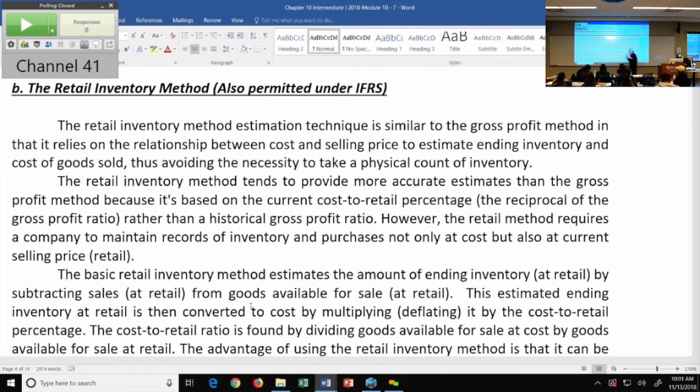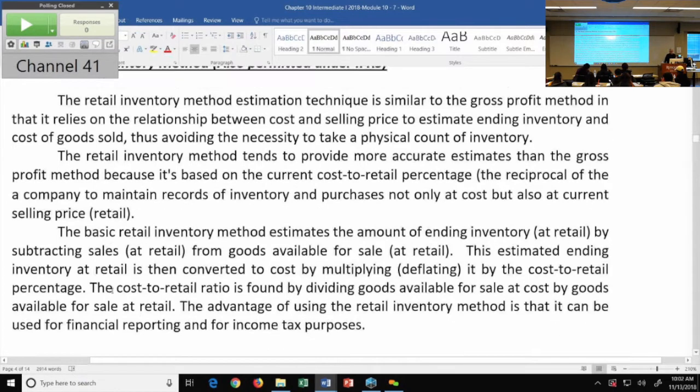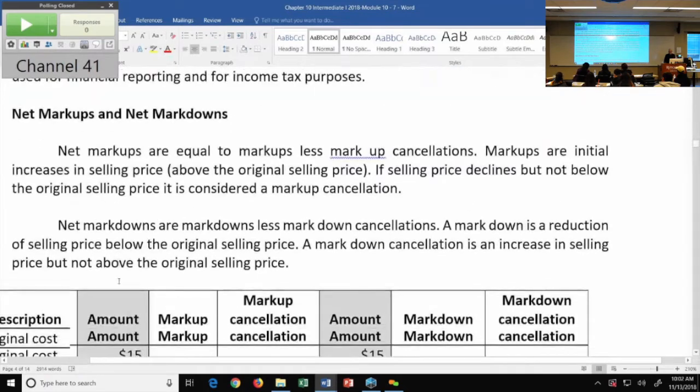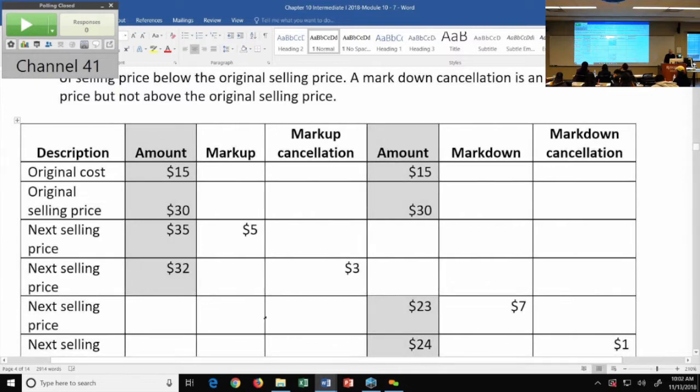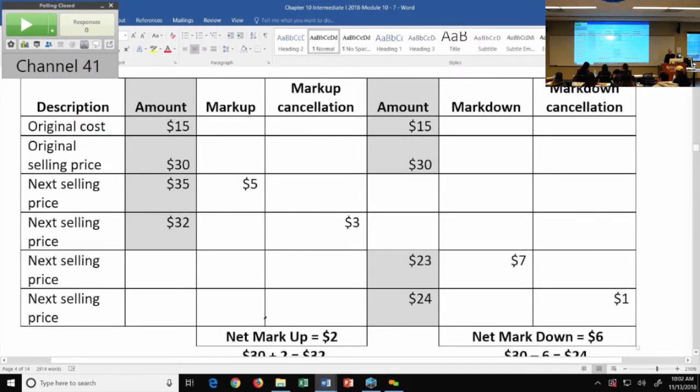Now, the premise is really the same. You're going to work with the relationship between cost and selling price to estimate inventory. In this case, you're also required to have dual records: records on both cost and retail. When you have a retail operation, you generally mark up and mark down your product. We'll see the terms net markups and net markdowns, so let me try to explain what they are. A markup or a markdown is in relationship to the original selling price.